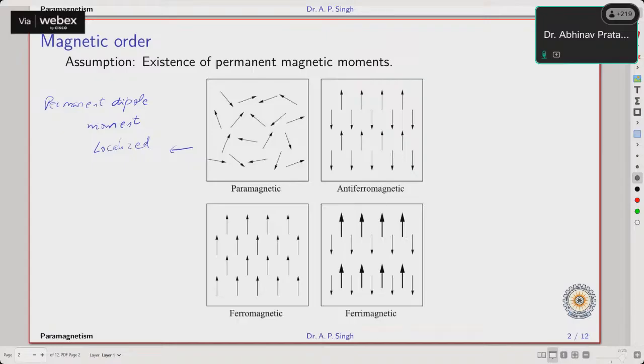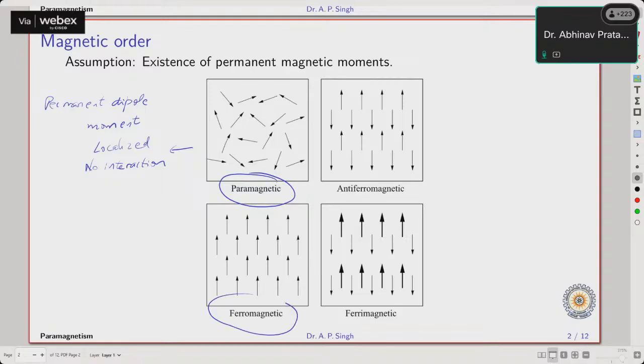Okay, and the other thing is that there is no interaction between them. No interaction means what? No interaction means that the orientation of one dipole does not depend upon the orientation of the other dipole. That means they are completely free of each other. One dipole does not affect the other dipole. So in that case, we call that material a paramagnetic material.